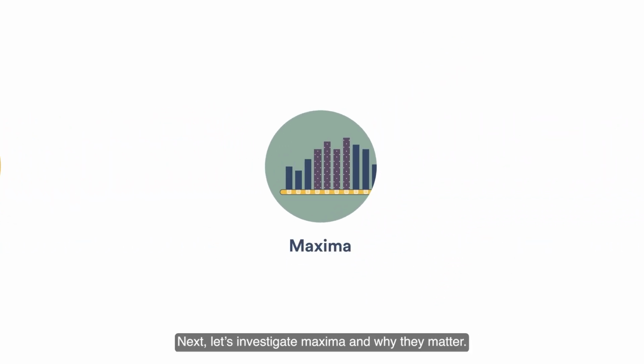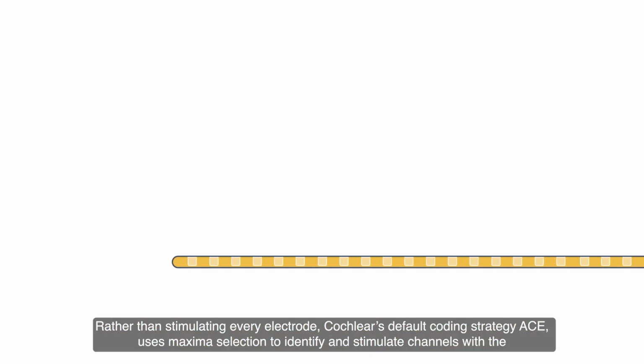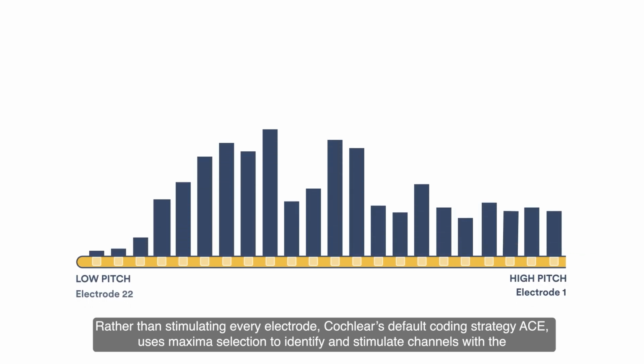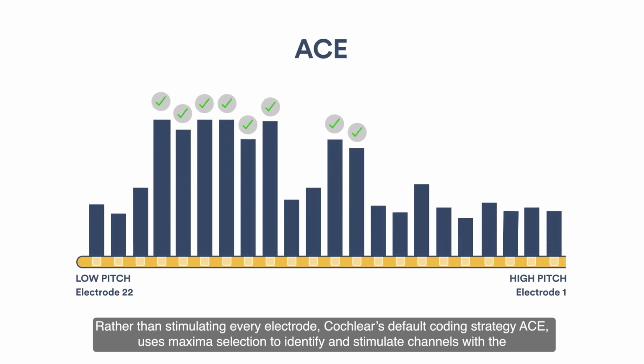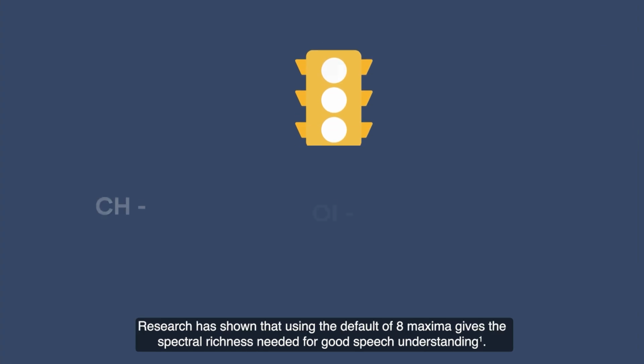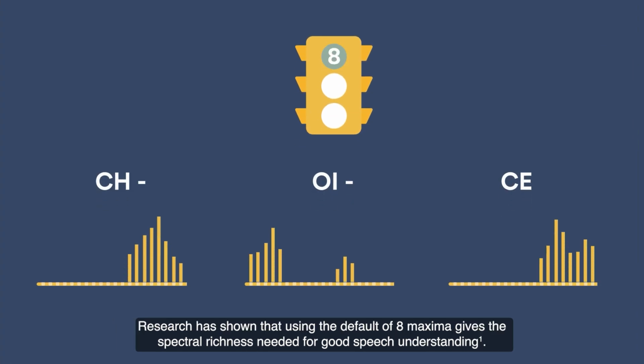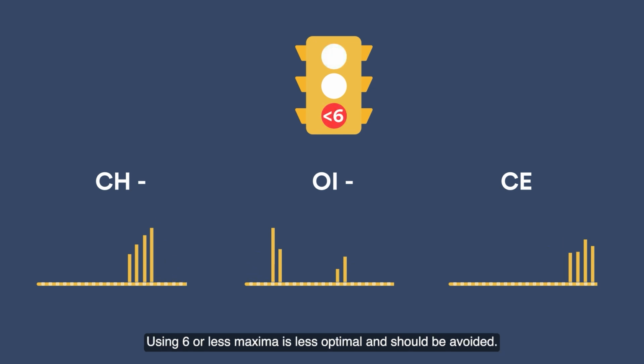Next, let's investigate maxima and why they matter. When listening to complex sounds, such as speech, some acoustic elements are more prominent and carry more information about a speaker's voice and emotion. Rather than stimulating every electrode, Cochlear's default coding strategy ACE uses maxima selection to identify and stimulate channels with the greatest amplitude for speech and the best signal-to-noise ratio. Research has shown that using the default of 8 maxima gives the spectral richness needed for good speech understanding. Using 6 or less maxima is less optimal and should be avoided.